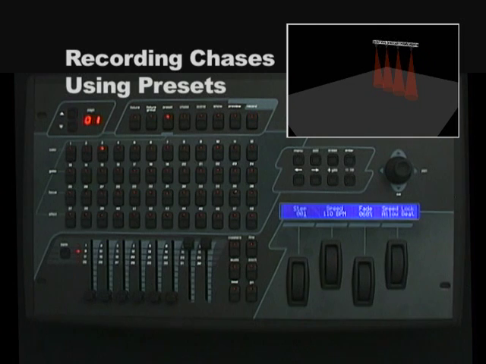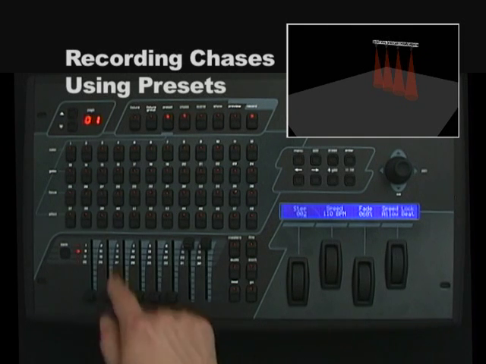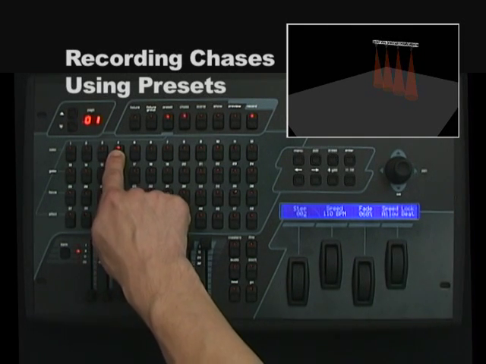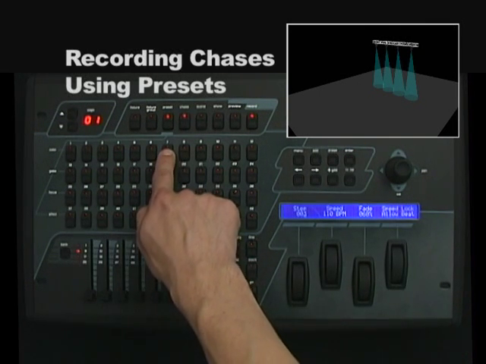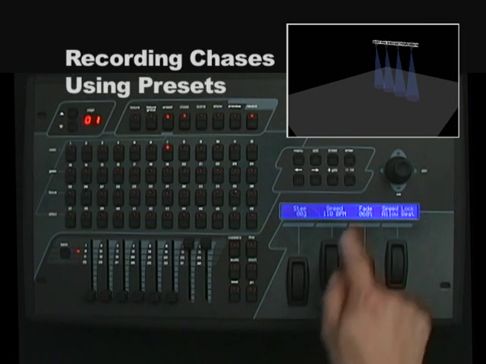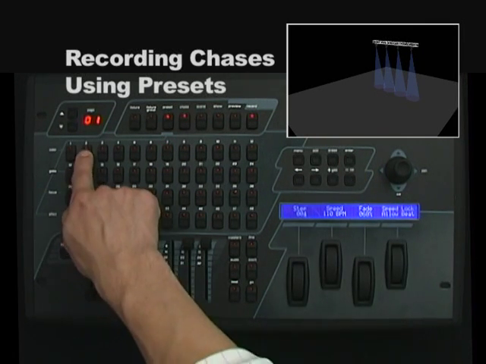Selecting preset 3 activates my orange preset, which I can then enter into memory. I'll then select preset 4, which I can then enter into memory. I'll select preset 7 and enter it into memory. I'll select one last preset.